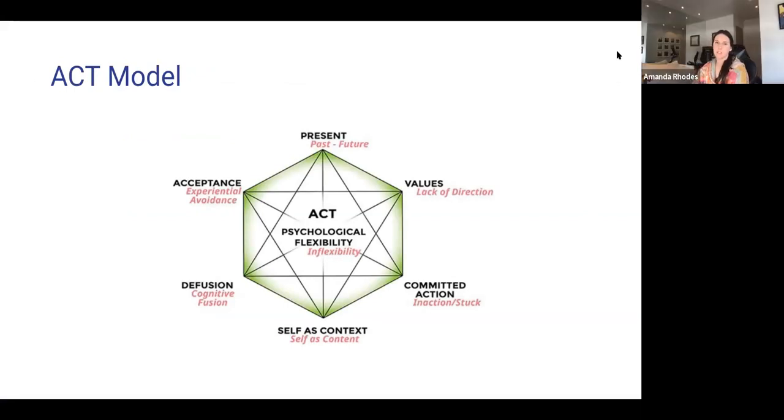Okay, so the next model we're going to talk about, thank you, Maureen, is the ACT model, the acceptance and commitment therapy model. And this takes a little bit of a different approach.